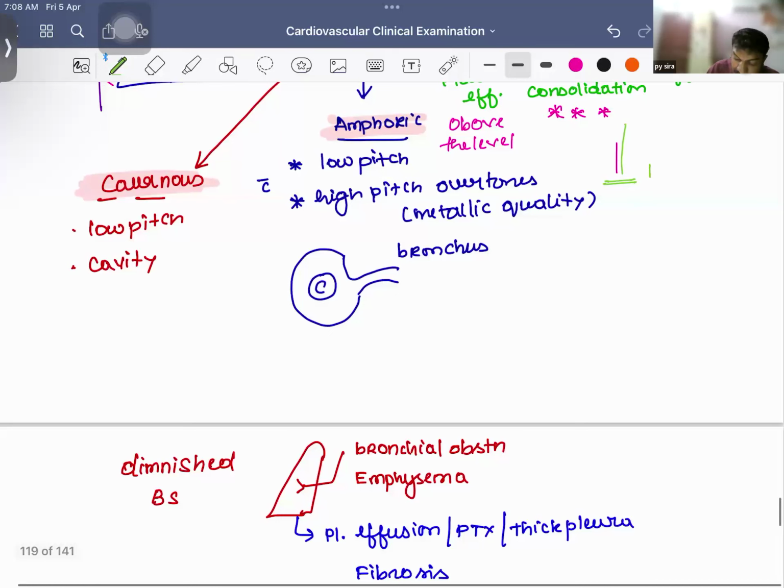Where can we see this metallic quality? Now, you ask a robot to speak. When the robot speaks, there is a tone, right? That tone is amphoric breath sound. So amphoric breath sound has a metallic quality, where there is going to be a low pitch sound with high pitched overtones.